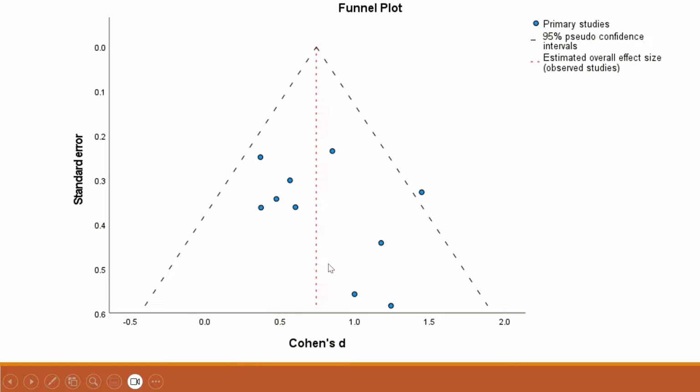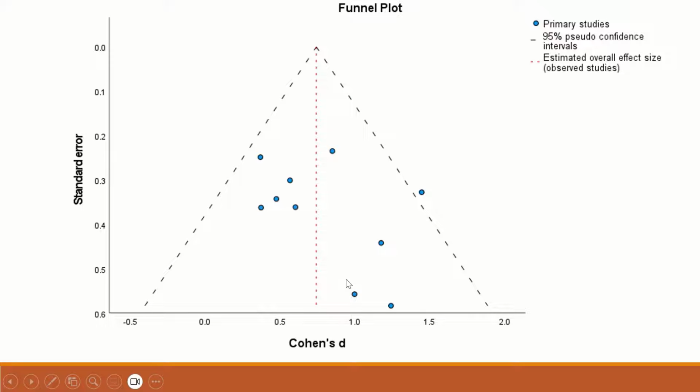The shape of the plot as shown here is in the shape of an inverted funnel, and the line in the middle here is the calculated overall estimate of the effect size, here in this case Cohen's d, and the small blue circles are the estimates of the effect size for each individual study. So here there are 10 studies in total included in the meta-analysis.